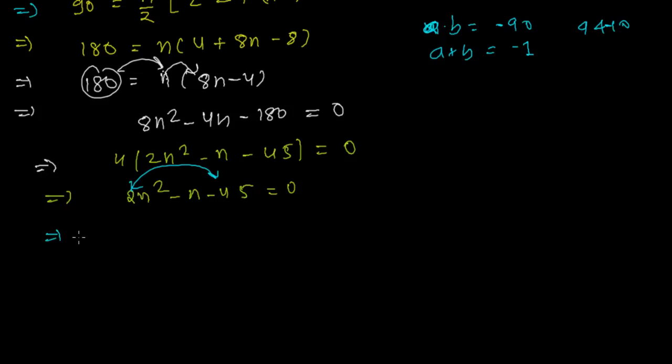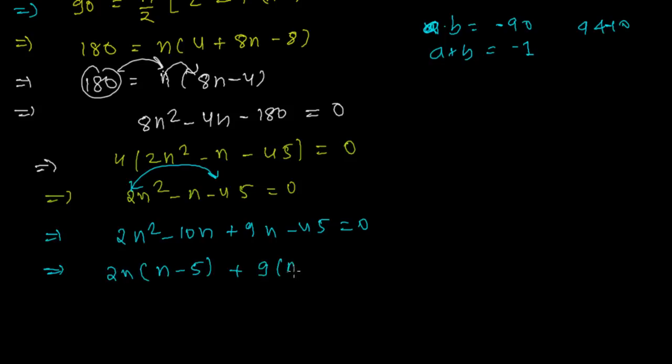So I'm going to split this as 2n squared minus 10n plus 9n minus 45 equals 0. Now further, taking 2n common, I'm left with n minus 5, and taking 9 common, I'm left with n minus 5, equals 0. So further we get 2n plus 9 and n minus 5 equals 0.